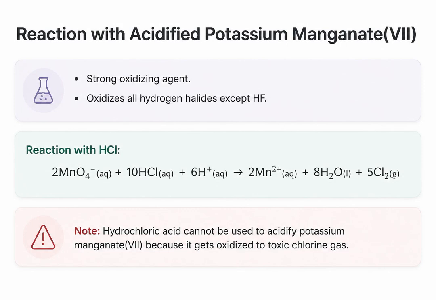Now let's look at a much stronger oxidizing agent, acidified potassium manganate 7. This reagent is powerful enough to oxidize hydrogen chloride, hydrogen bromide, and hydrogen iodide into their respective halogens. Hydrogen fluoride remains unaffected. When hydrochloric acid reacts, it decolorizes the vibrant purple manganate solution, producing pale green chlorine gas. This specific reaction is exactly why we never use hydrochloric acid to acidify potassium manganate 7 in titrations, as it would consume the reagent and release toxic chlorine gas.